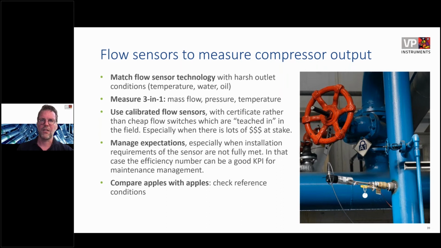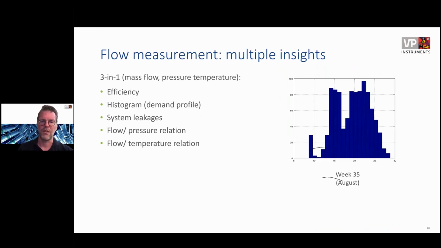Last but not least, compare apples with apples. Some flow meters have a reference condition of 20 degrees, some of 0 degrees, and it also counts for compressors. So make sure that you're looking at all compressors in the same way. Even if you have a mix of centrifugals and rotary screws, I recommend choosing one of those standards, like either 20, 0 or 15, but don't mix it all up because it makes it very difficult to do your assessment.